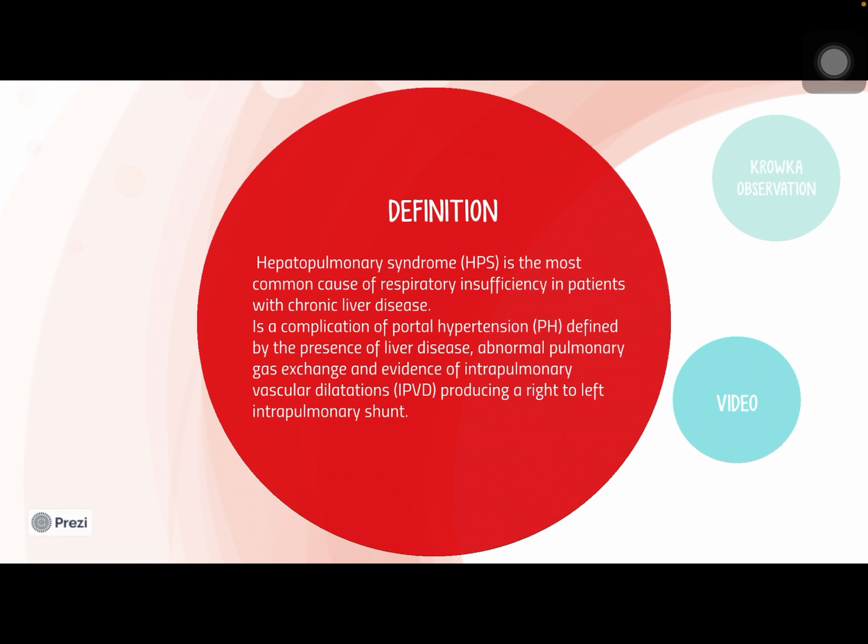Definition. Hepatopulmonary syndrome is the most common cause of respiratory insufficiency in patients with chronic liver disease. It's a complication of portal hypertension defined by the presence of liver disease, abnormal pulmonary gas exchange, and evidence of intrapulmonary vascular dilatations, producing a right-to-left intrapulmonary shunt.